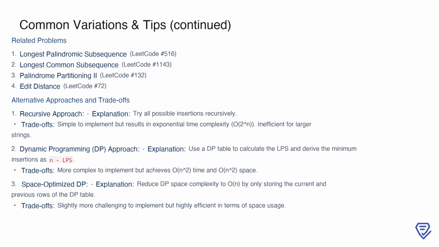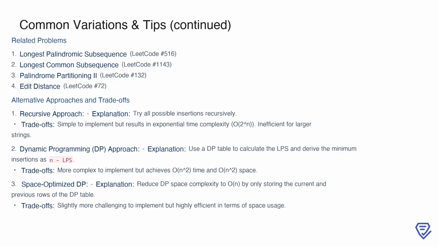A purely recursive solution involves trying all possible insertions, but this results in exponential time complexity, making it impractical for larger strings. A dynamic programming approach, on the other hand, uses a DP table to calculate the LPS and derives the minimum insertions as n minus LPS. This method achieves O(n squared) time complexity, though it requires O(n squared) space.